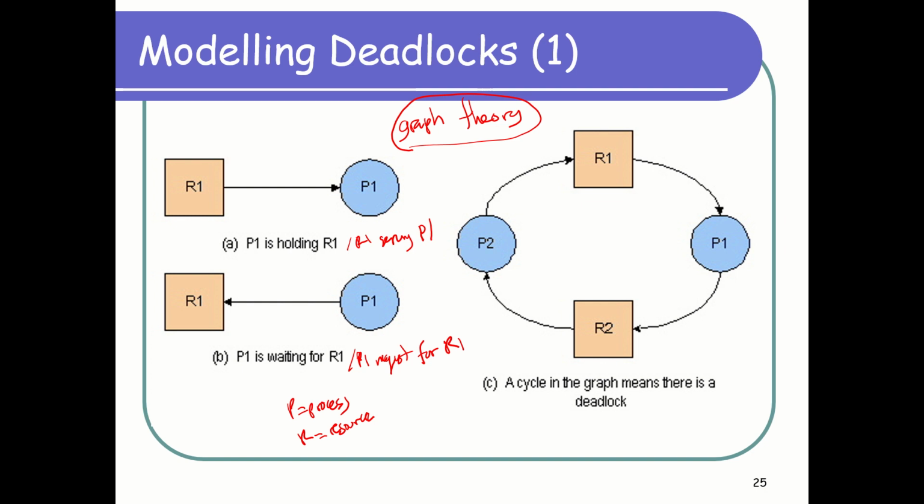Let's say R1 now is serving P1, but at the same time, P2 tries to access R1. So this is a block condition. At the same time, R2 is serving P2, and P1 tries to access R2, and it is blocked. So a cycle in the graph means there is a deadlock.